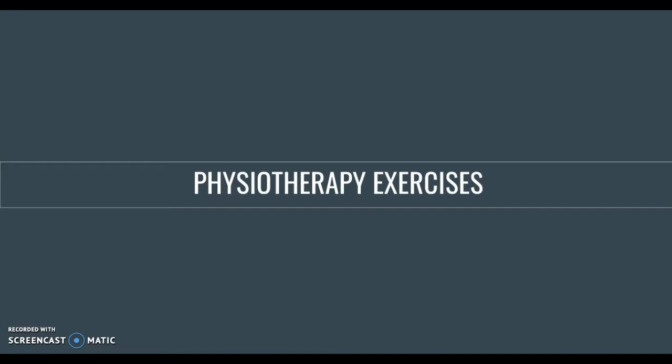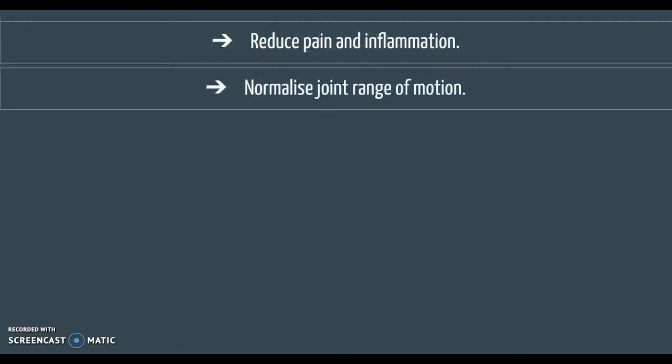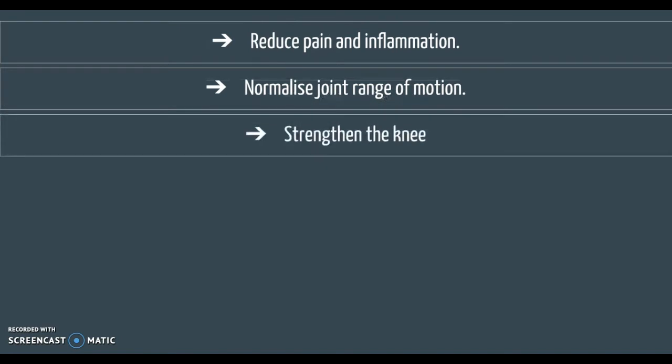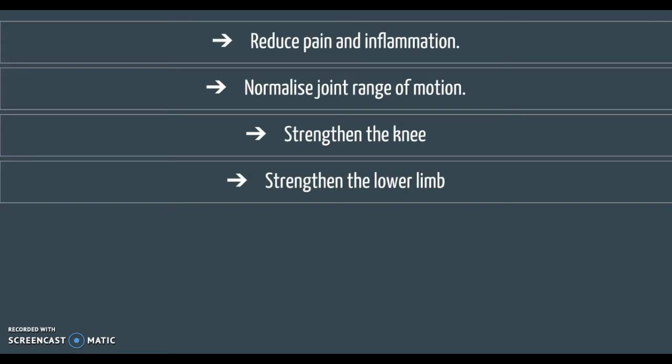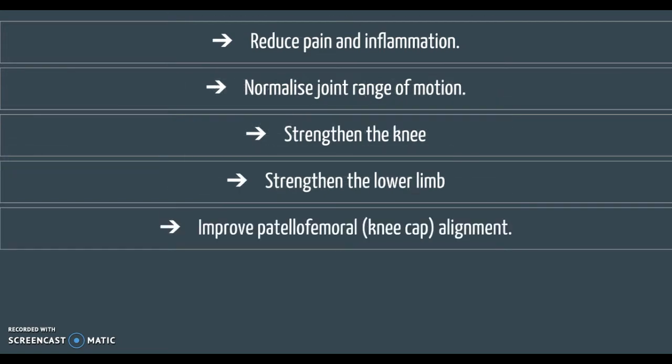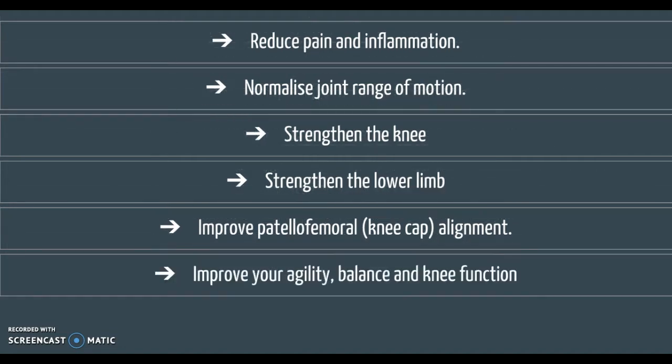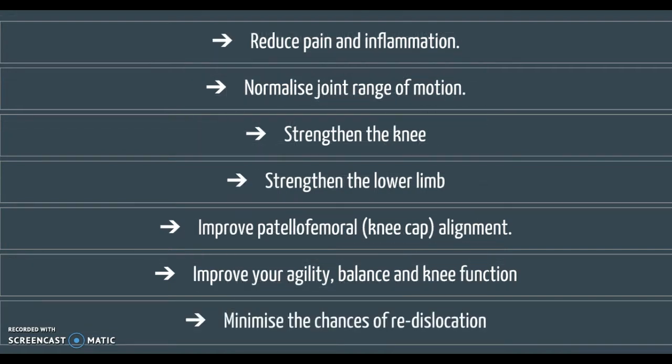Physical therapy is an important part of the rehabilitation process to strengthen the muscles of the thigh so that the kneecap stays in alignment. A typical physiotherapy program for a dislocated kneecap will aim to do the following: reduce pain and inflammation, normalize joint range of motion, strengthen the knee, especially the quadriceps muscles, strengthen the lower limb, which includes the calves, hip, and pelvic muscles, improve patellofemoral alignment, improve agility, balance, and knee function, which includes walking, running, squatting, hopping, and landing, and finally, minimize the chances of redislocation.